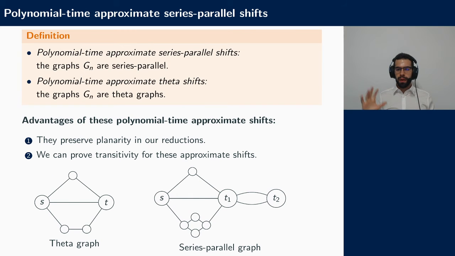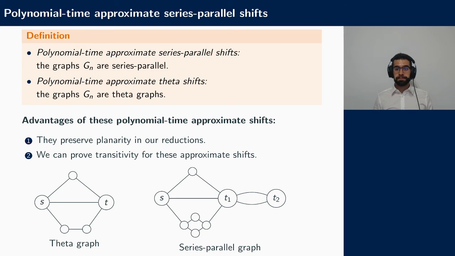Actually, we work with a particular kind of these approximate shifts, known as series parallel, or well, we define them as series parallel. Here, the graphs have to be series parallel by definition. We also define polynomial time approximate theta shifts as those when the graphs are theta graphs. I don't have time to give definitions of these two types of graphs, but maybe what I want to highlight is that these graphs are always planar.